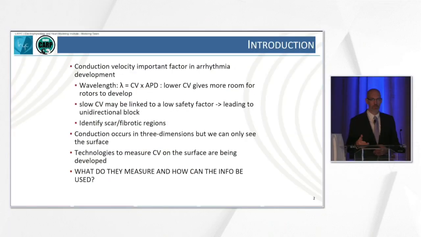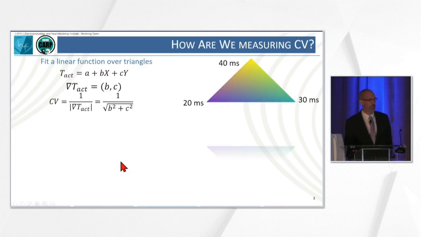As we heard earlier this morning, slow conduction velocity might be related to either change in safety factor or not. And unfortunately, conduction occurs in the heart as a 3D structure, but we can only see what's on the surface. And we have technologies which are improving to measure CV, but what are they measuring and how can we use what they measure?